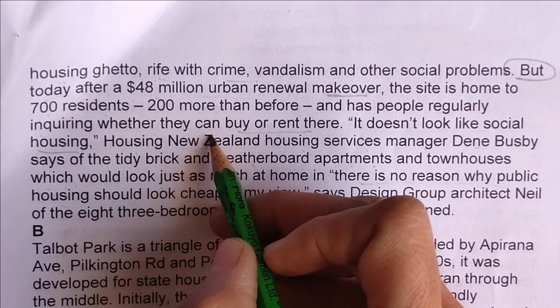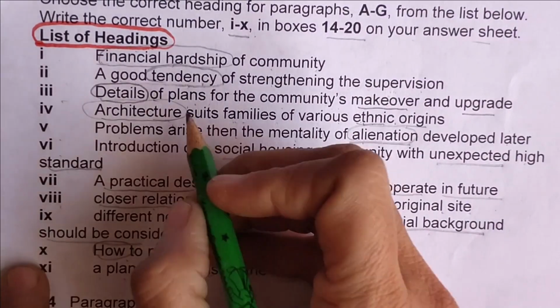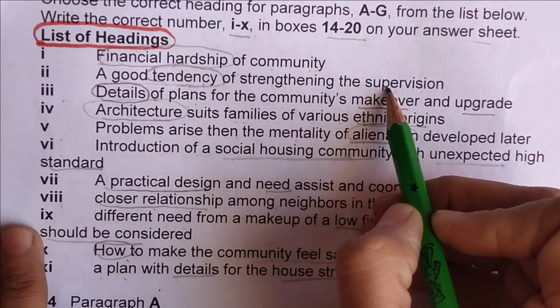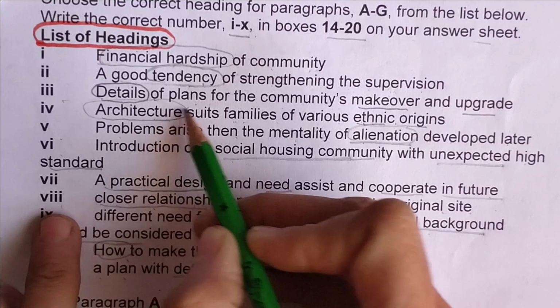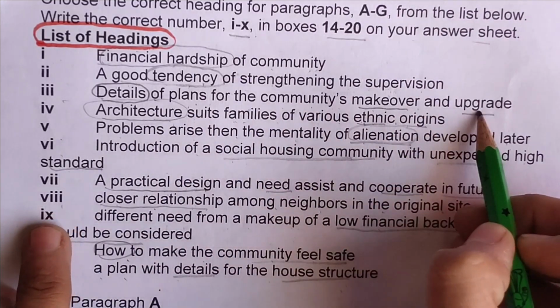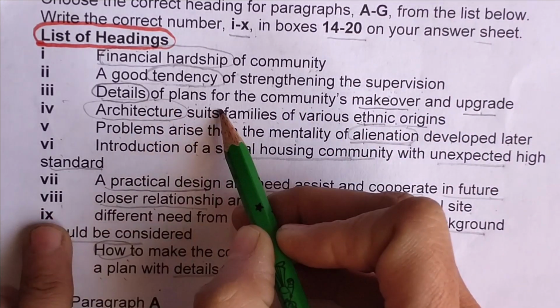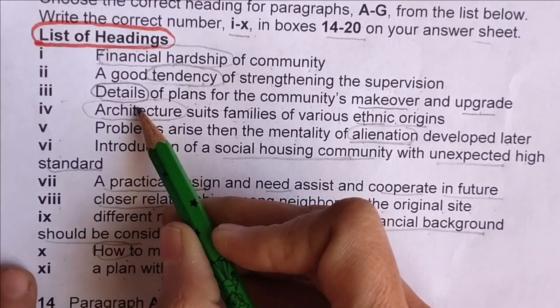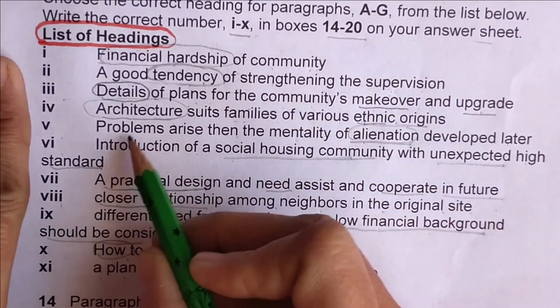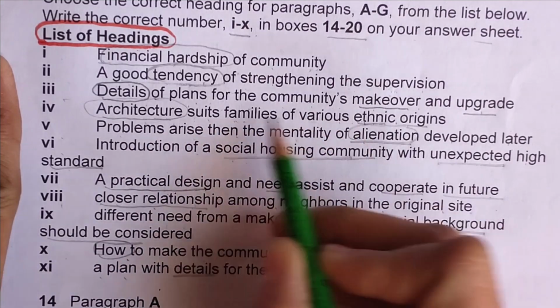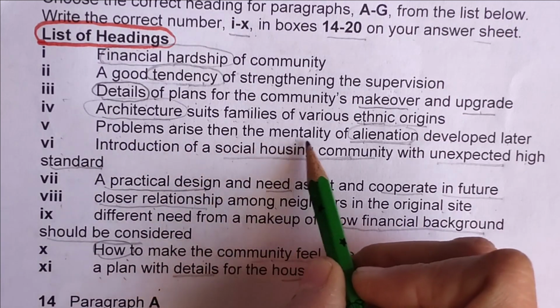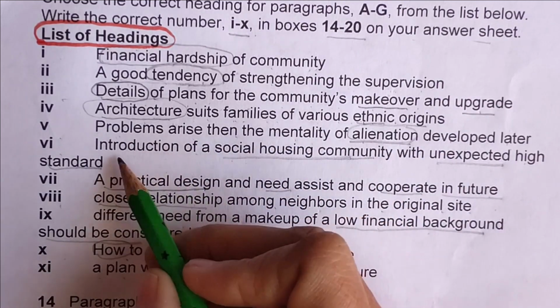Let's read the options first. Options: financial hardship of community, no. A good tendency of strengthening the supervision, no. This is also not given. Details of plans for the community makeover and upgrade. Details of plans, no, nothing. Too much details of plans, it is not given. Architecture suits families, this is also not given. Here in paragraph A, problems arise, mentality of, this is also not discussed.